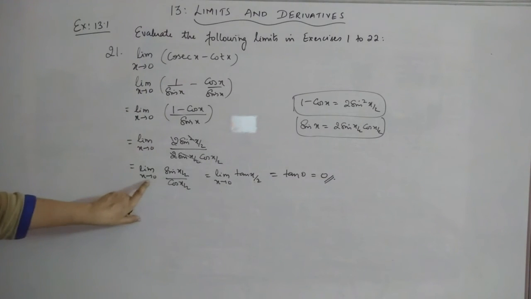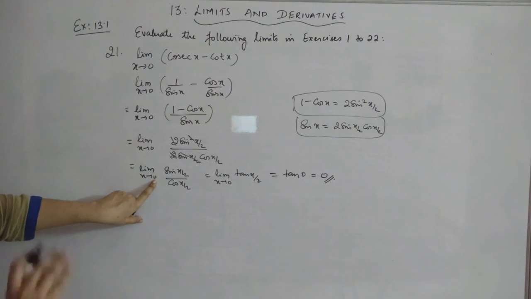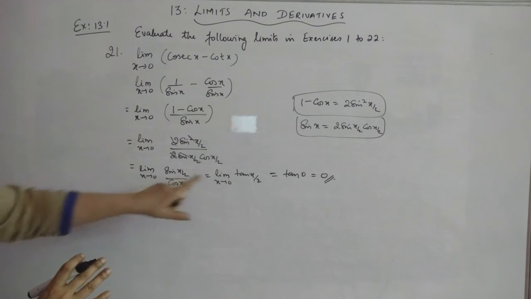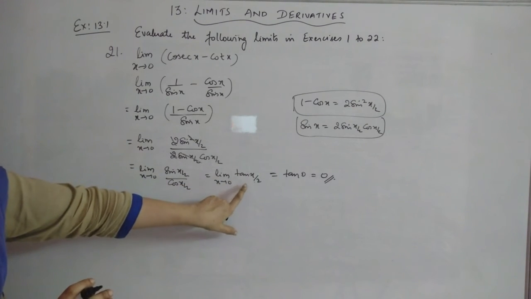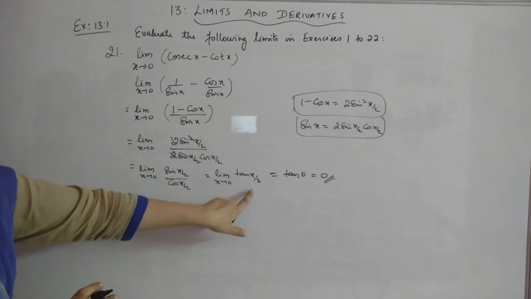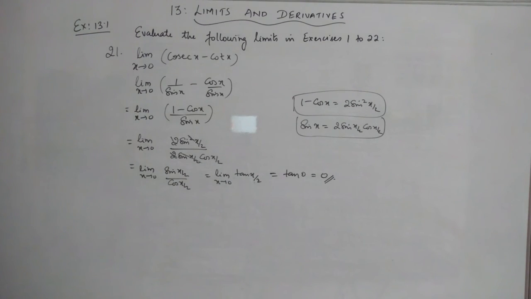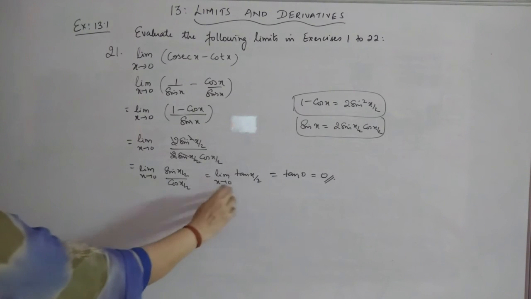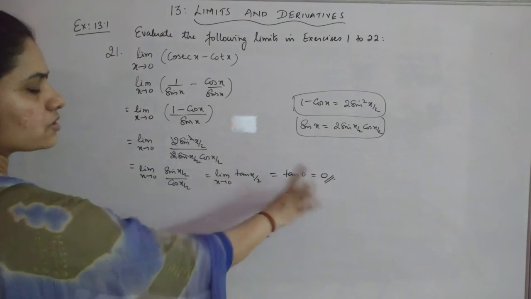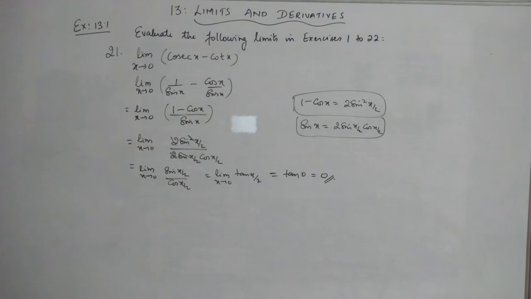So here the thing is, even if it is x tends to 0 and you are not applying any property, otherwise if you are having any x here, you could have made it as tan x by 2 by x by 2, and this limit can also be made as x by 2 tends to 0. But here you don't have any denominator, you can just replace x with 0, so that the answer is 0.